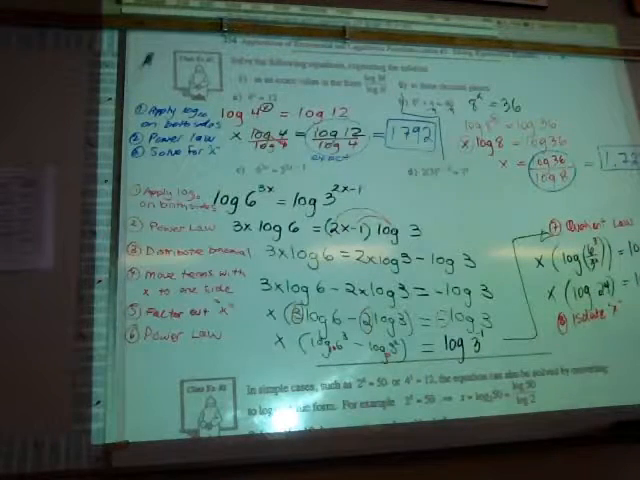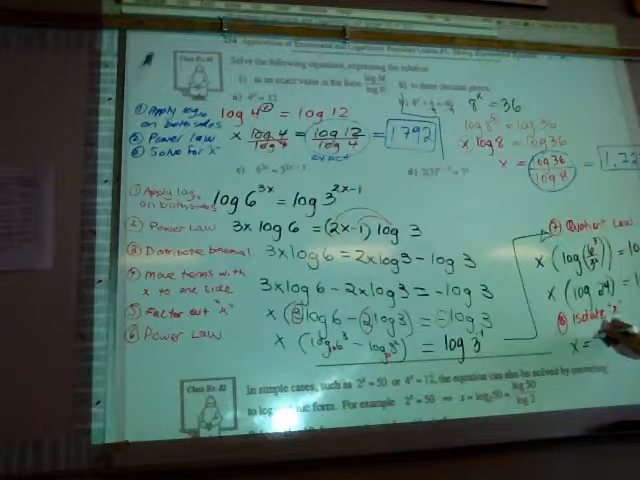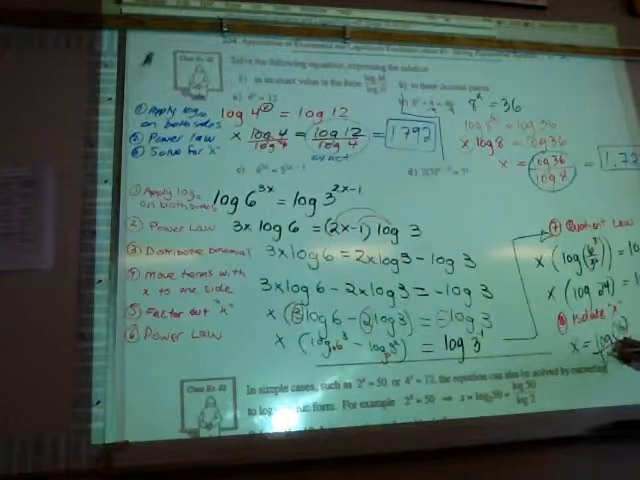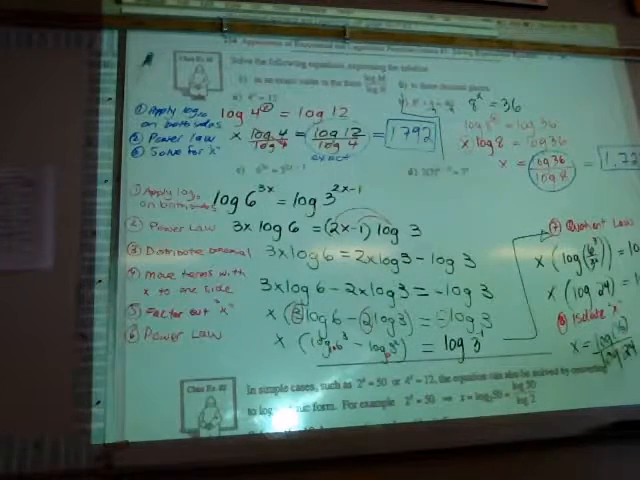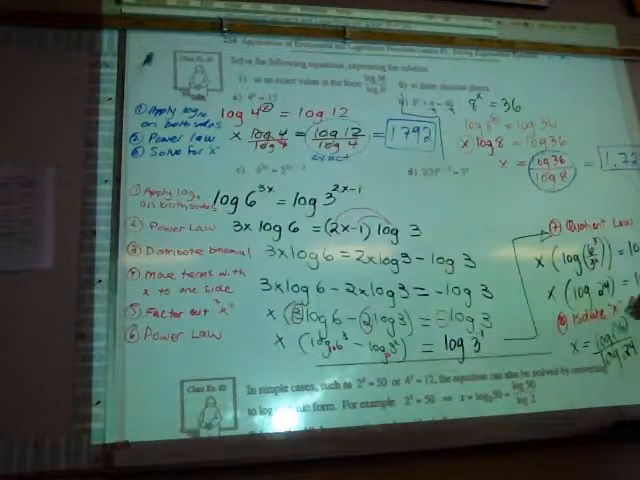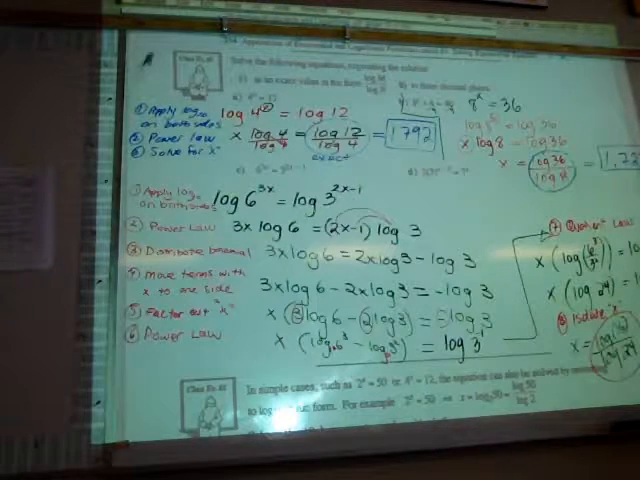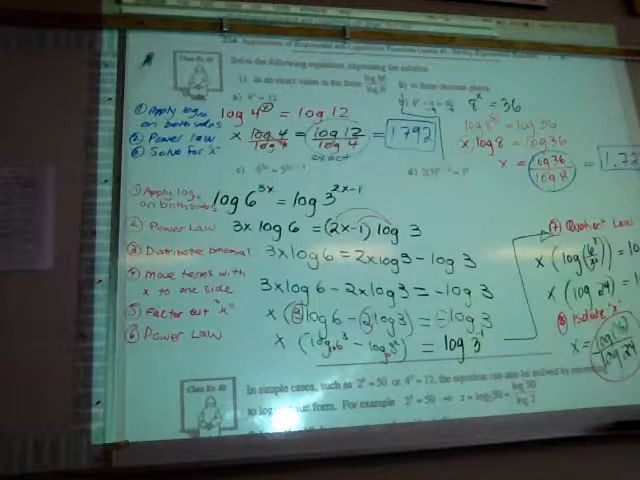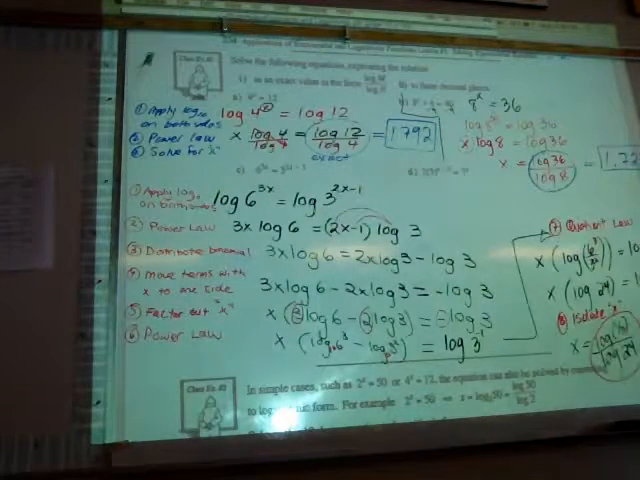So x equals log 1 over 3 divided by log 24. And if we calculate that, this is our exact answer. If we calculate to the nearest 3 decimal places, we get negative 0.346.